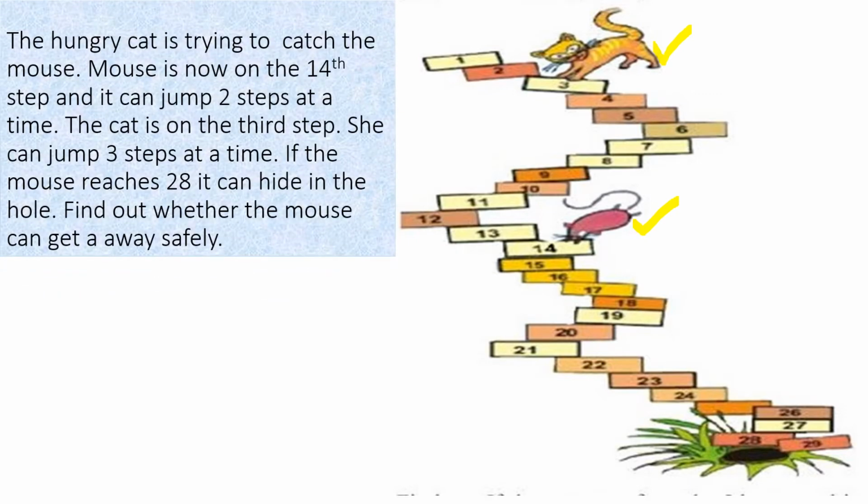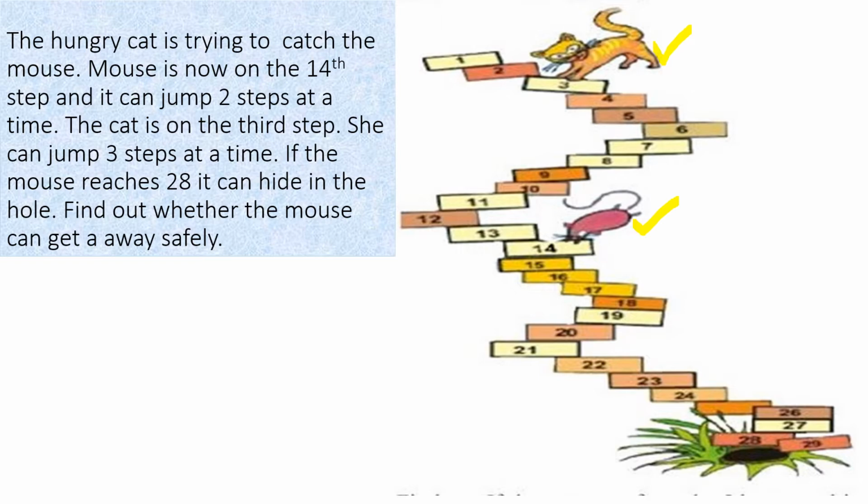See here, the hungry cat is trying to catch a mouse. The mouse is on the 14th step, yes? And it can jump 2 steps at a time. Where is the cat? It is on the third step and it can jump 3 steps at a time.